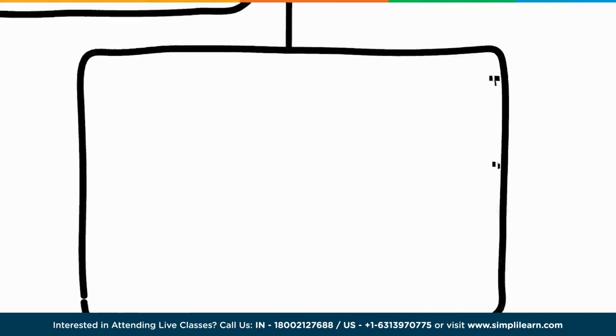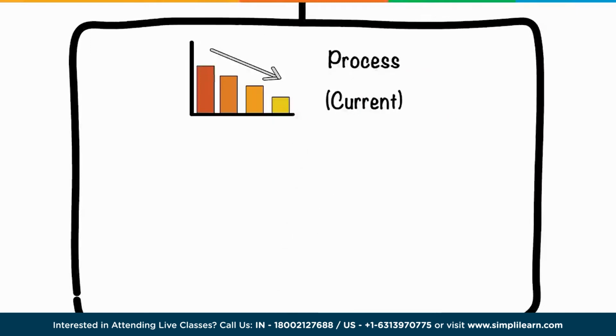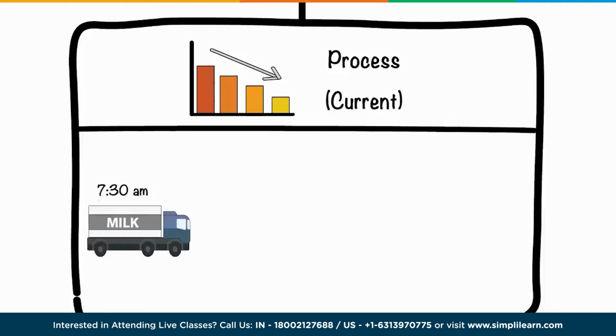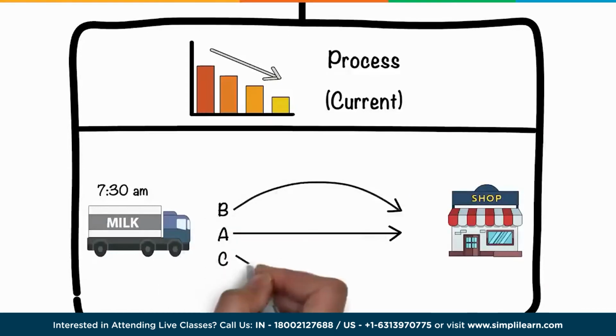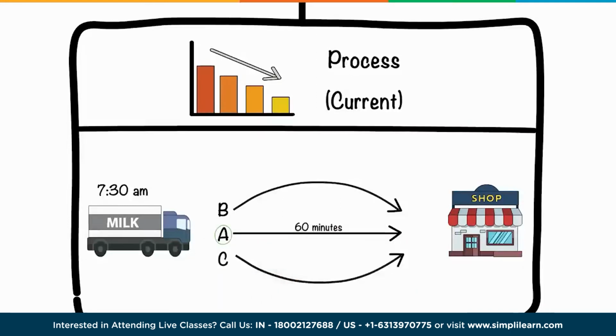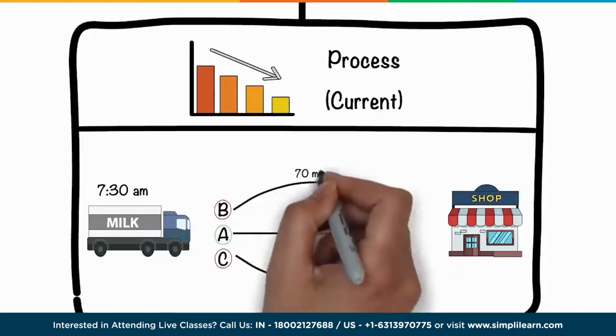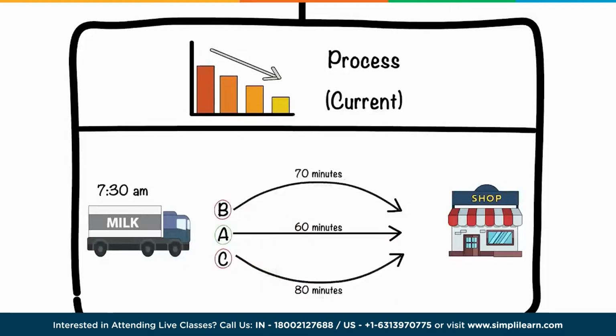In the Measure phase, you measure the performance of the current unaltered process. The milk truck leaves at 7:30 a.m. in the morning and can take one of three routes, A, B, and C. Route A is currently the preferred one, as it takes only 60 minutes to reach the supermarket, compared to the routes B and C, which take 70 and 80 minutes respectively.